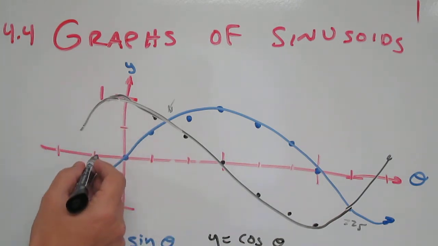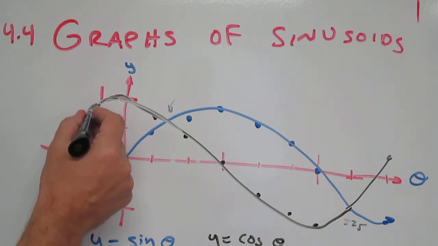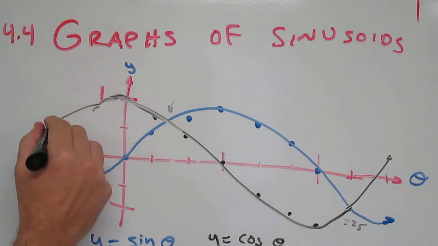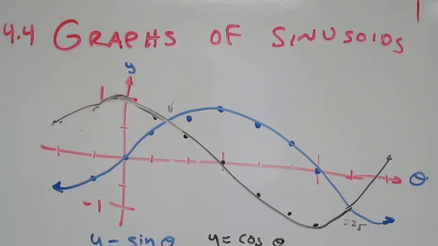Let's see. If I went to negative 30, that would have been at square root of 3 over 2. And this would have been at 1/2. So it should have been more like that. So we get the idea that both of these are what we consider sinusoids because they have this flow. You can actually put this in your calculator and watch how your calculator graphs it. Ask me in class and I'll try to help you set that up if you'd like to see it. But in general, both sine and cosine are called sinusoids.